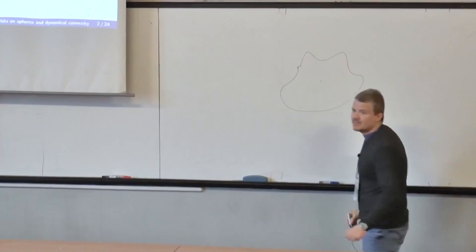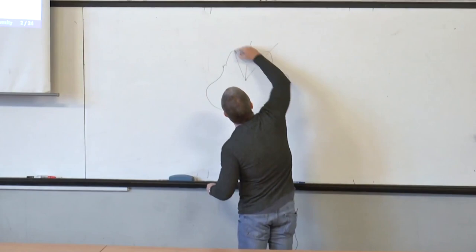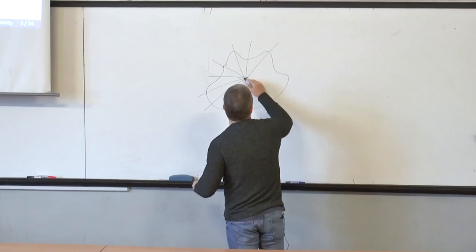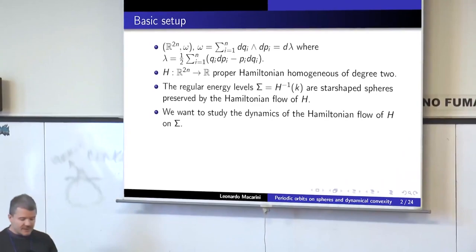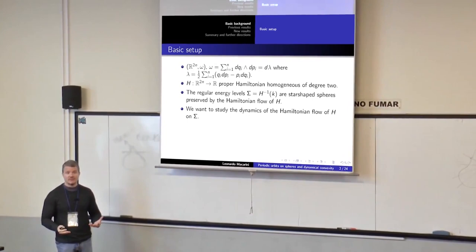What does star-shaped mean? It means that it's transversal to the radial vector field. So you have the radial vector field here, and this is transversal to the radial vector field. For instance, in the convex case. So you have these spheres, which are the regular energy levels of the Hamiltonian, and they are invariant by the Hamiltonian flow. And you want to study the dynamics of the Hamiltonian flow on sigma, on these energy levels.